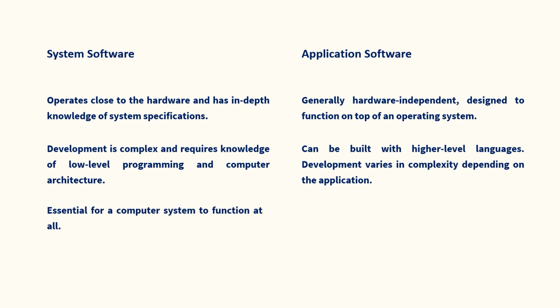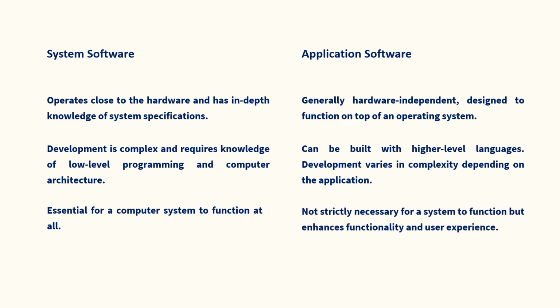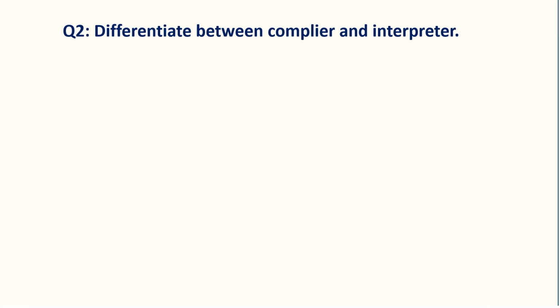System software is essential for a computer system to even operate at a basic level. While not essential for a computer to function, application software adds features and improves the user's experience. Question number 2. Differentiate between compiler and interpreter.